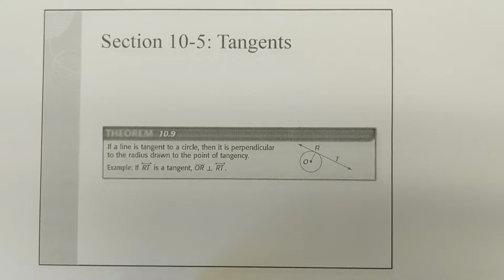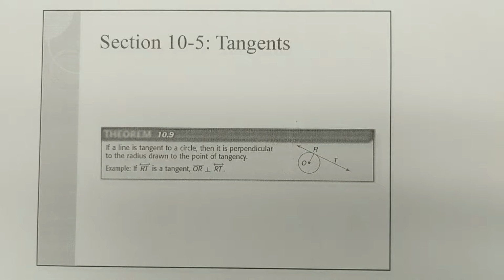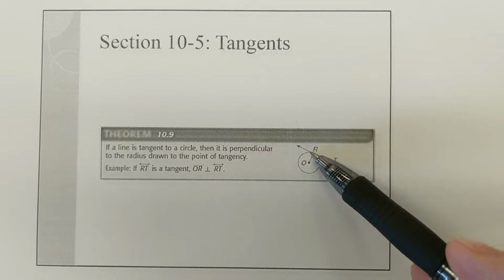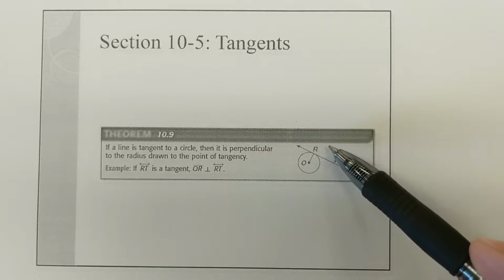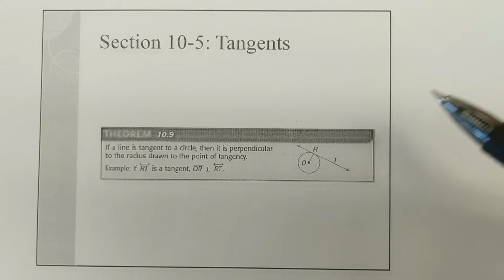Okay, so here we have theorem 10.9, which states that if a line is tangent to a circle, then it's perpendicular to the radius drawn to the point of tangency. So in this case, RT is the tangent line, OR is the radius. Since RT is tangent, OR and RT are perpendicular, or they form a right angle.